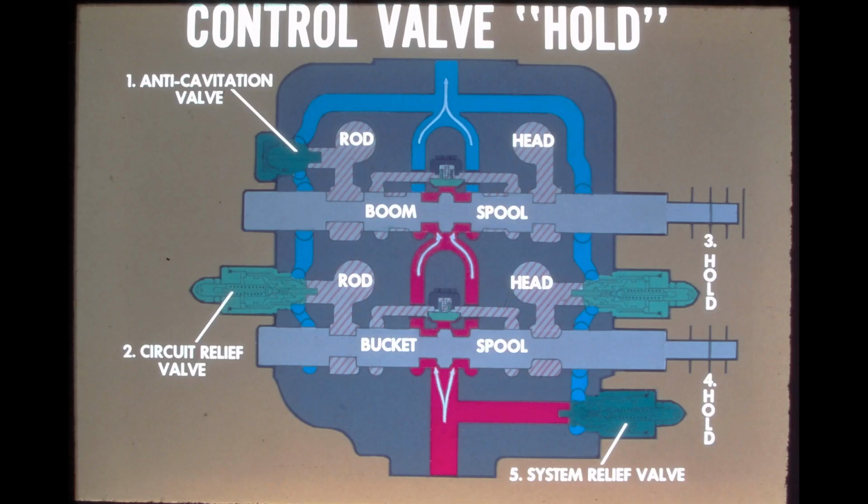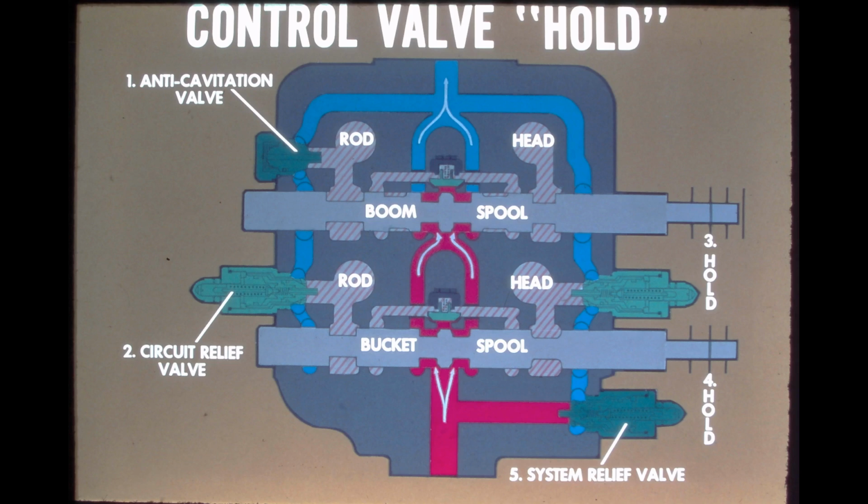This illustration shows the basic loader valve components and oil flow with the bucket and boom spools in the hold position. Incoming oil flows past the system relief valve, through the open center passages of the bucket spool and the boom spool. The bucket spool has priority over the boom spool in this style valve. When the bucket spool is actuated, it blocks the flow of pump oil through the open center passage and directs it to the bucket cylinder.